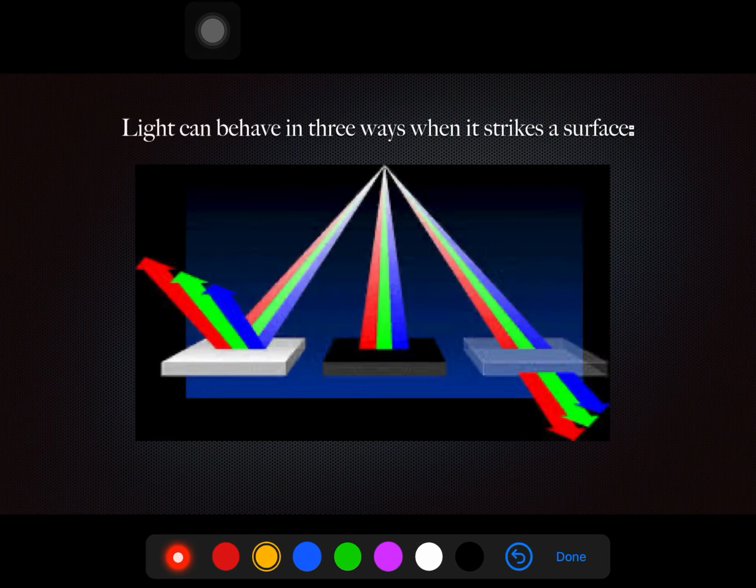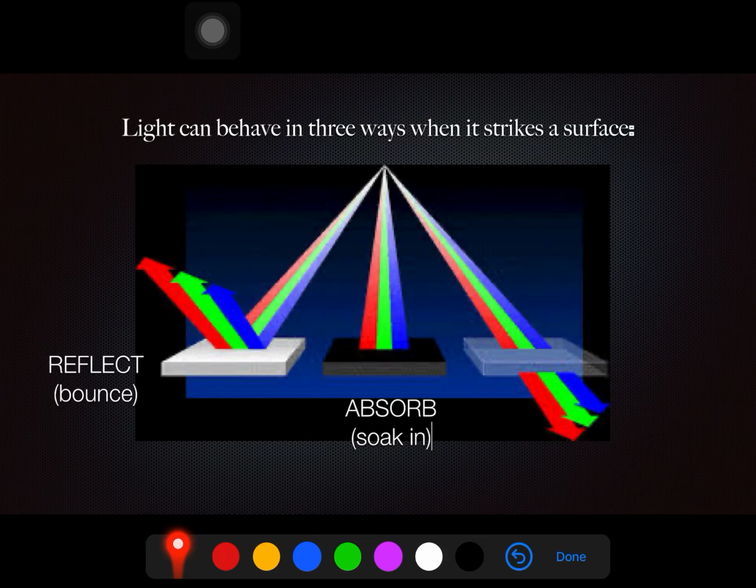When a light ray strikes a surface, there's 3 things that it can do. If you think about it, I bet you can guess them. And the pictures are a big hint. The very first thing light can do when it strikes a surface is we say it reflects or it bounces. Right? What kind of surfaces does light bounce off of? Shiny surfaces, mirrors, etc. Something that's going to give you a glare of light back at you.